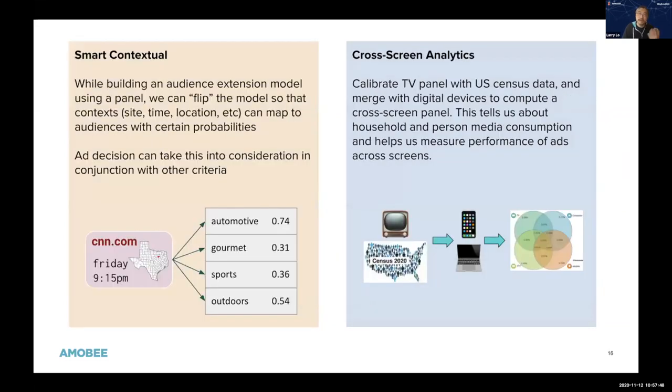We also have smart contextual, which is trying to figure out, from contextual information alone without user information, which audiences and interest groups score high or low against those contexts. And then we're also trying to merge TV with US Census data to get household modeling. Then we mixed in digital devices to see the total household person media consumption, and we can measure ad performance across different screens that way.